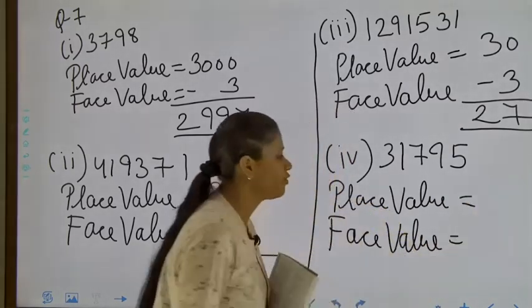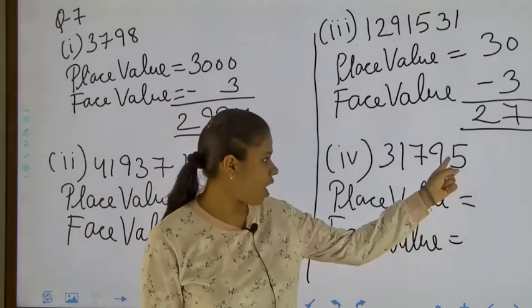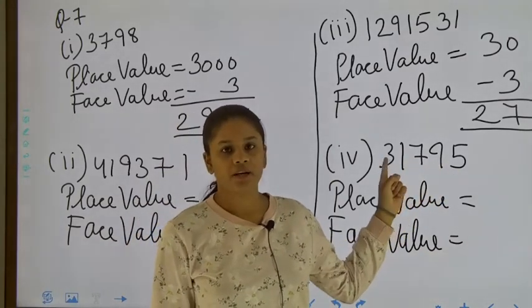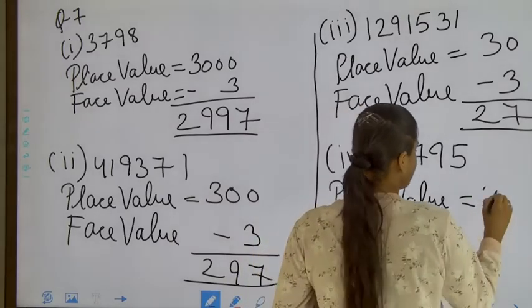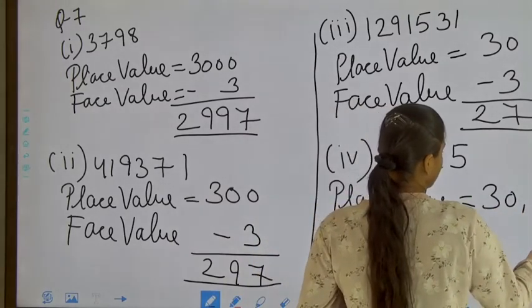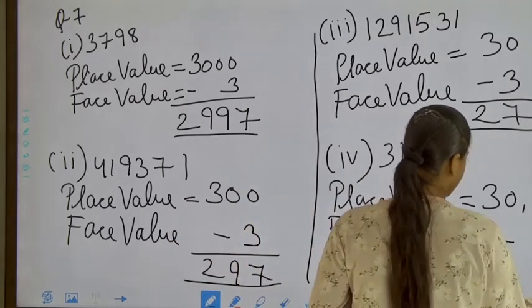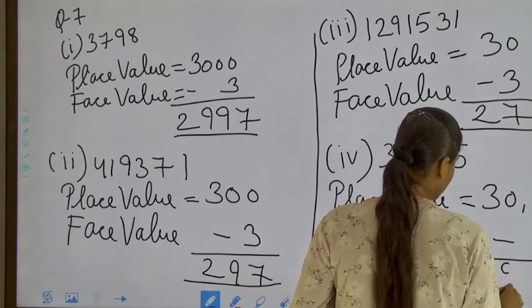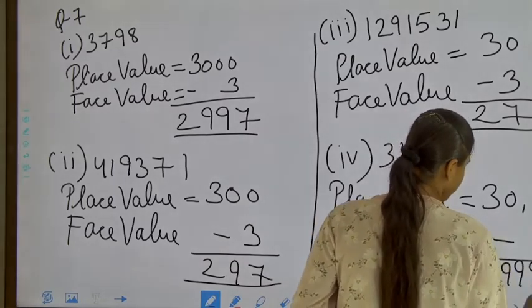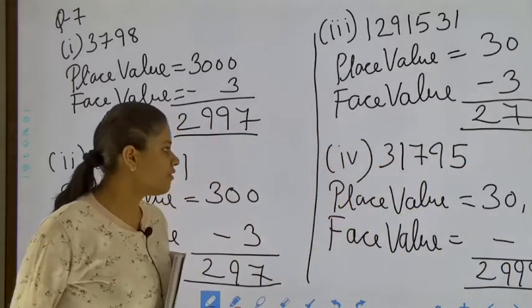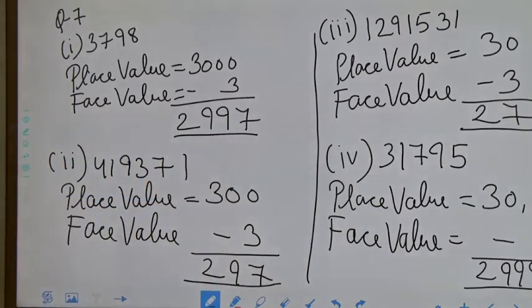Again students, we have to tell the place value of 3, that is ones, tens, 100, 1000, 10,000. We will write here 30,000. And what is the face value? That is 3. 30,000 minus 3. तुम्हारा आंसर क्या आ जाएगा? 29,997. Okay, that is the final answer. You have to do all these parts of question 7 in your maths notebook. If you want to take a screenshot, you can take. Then we will move to the next question, that is question number 8.